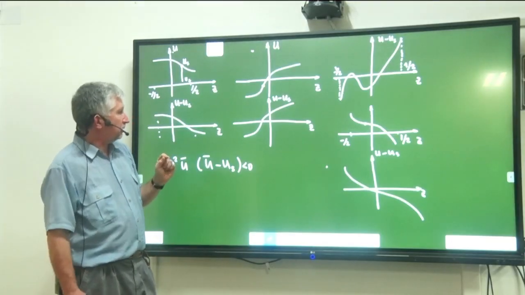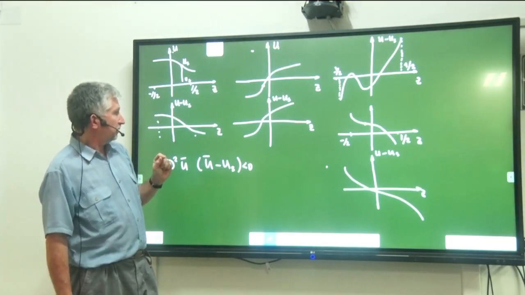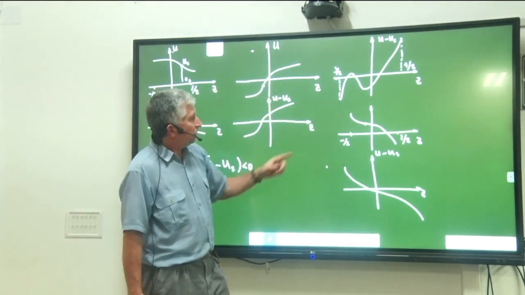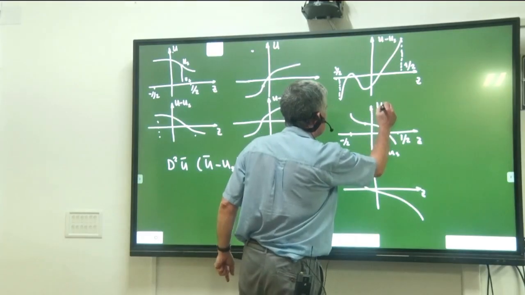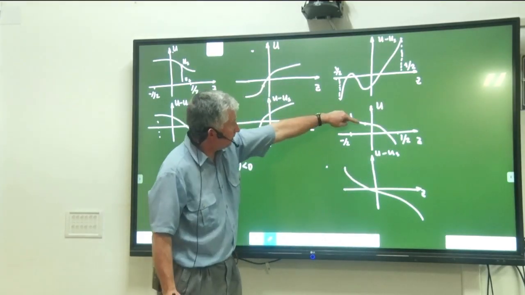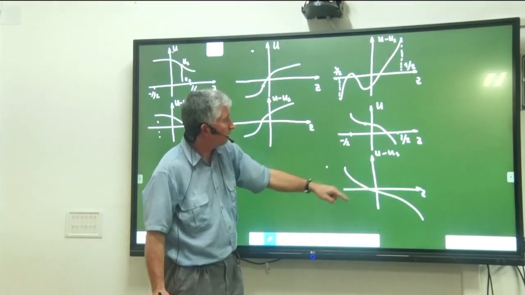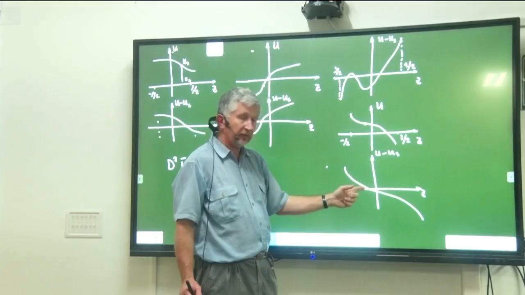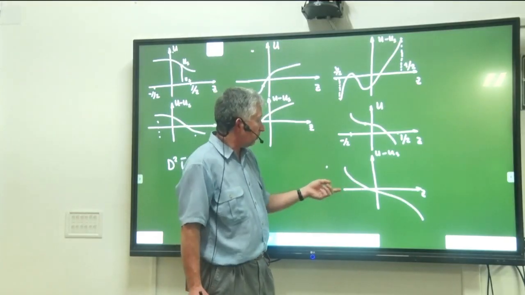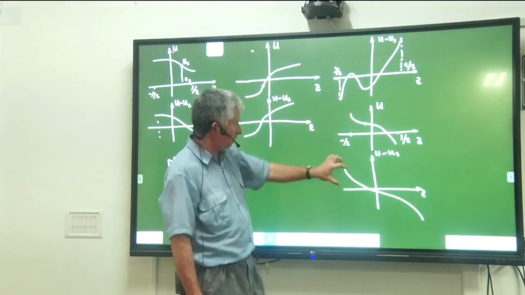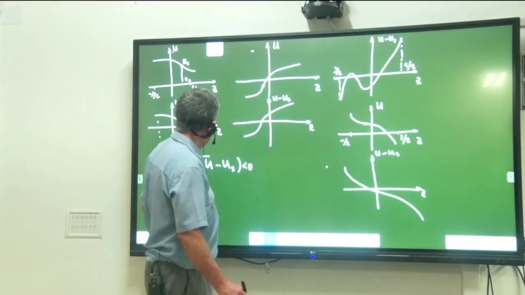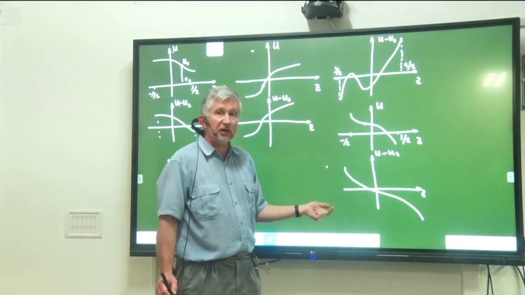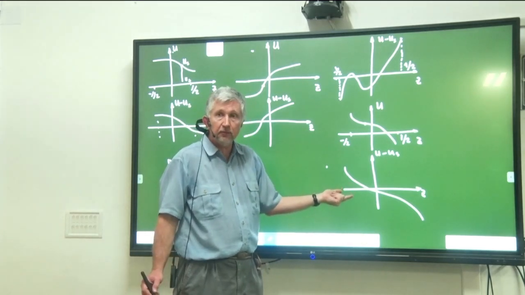Now, what else do I want to do? Well, what about this one? Same idea. So this is my U. This is my U minus U sub S. So this is pushed down so that it is now here. So what about this condition? First of all, obviously, the inflection point is clearly there. But here we will have the second term, which is positive. And the first term is positive. So positive times positive, so therefore this is positive.